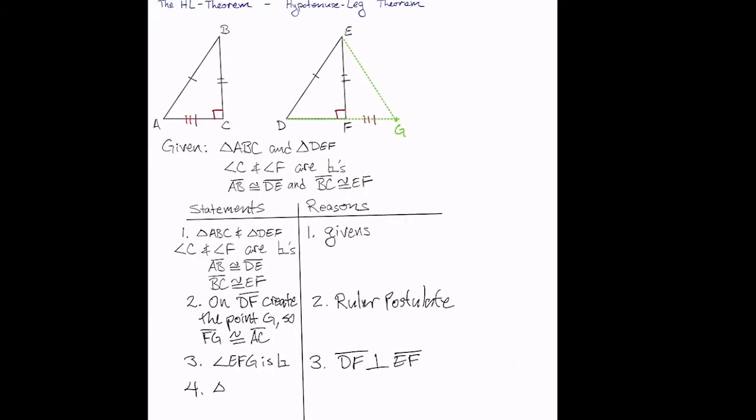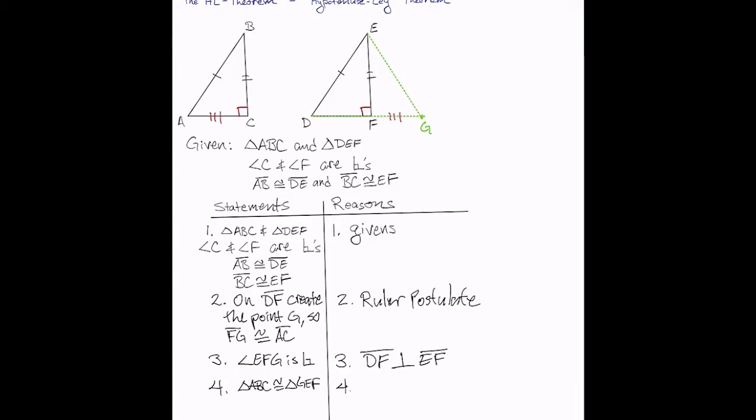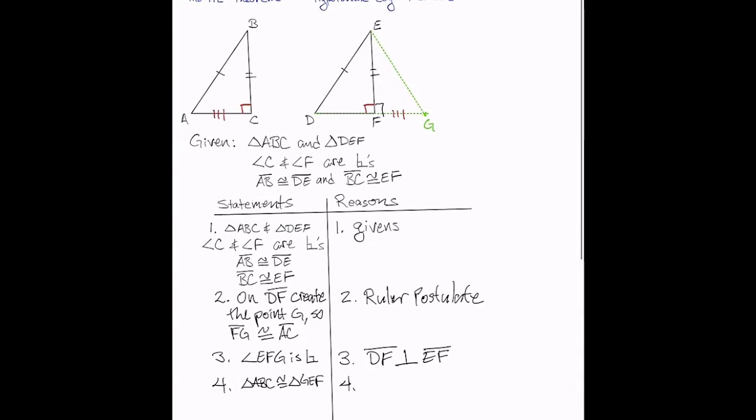Now, triangle ABC is congruent to triangle GEF. And the reason why, if you look carefully, I have right angles. I have FG is congruent to AC, and I have EF is congruent to BC. So by side angle side, we have congruent triangles.